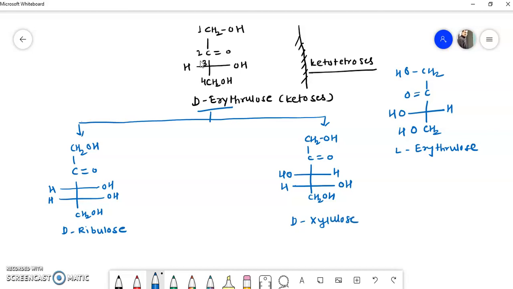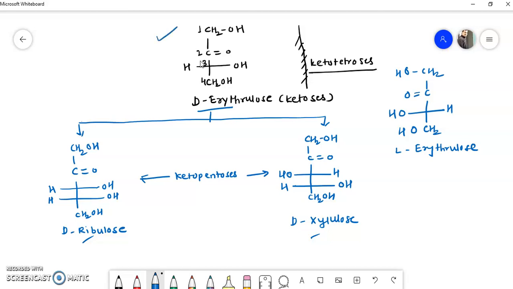These two are the examples of ketopentoses. Remember, these are the examples of ketopentoses because there are 5 carbon atoms. Just like D-ribulose and D-xylulose, if you take the mirror image of D-ribulose, then we'll get L-ribulose. If you take the mirror image of D-xylulose, then we'll get L-xylulose. So we can draw the L series from D-ribulose and D-xylulose. Okay. So these are the ketopentoses.